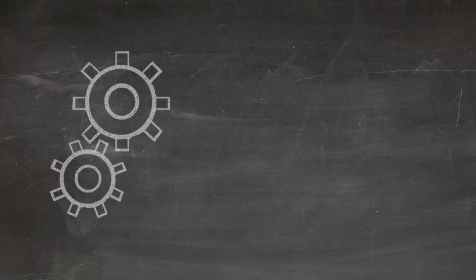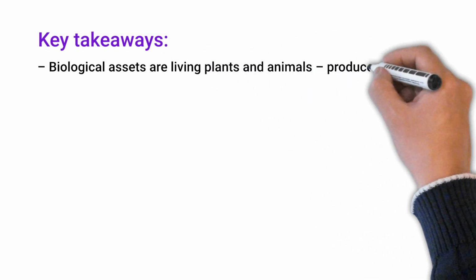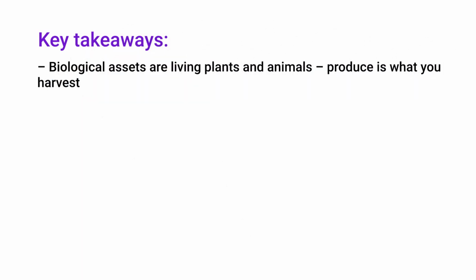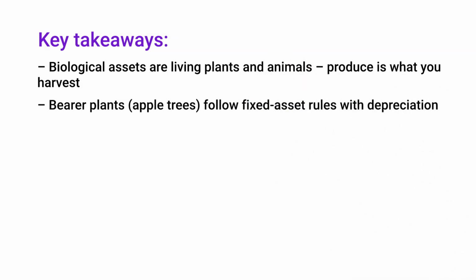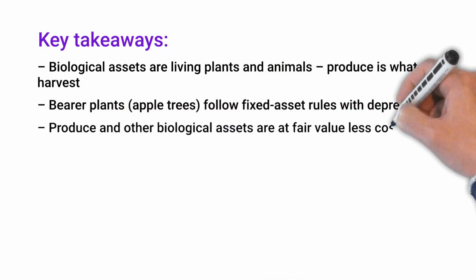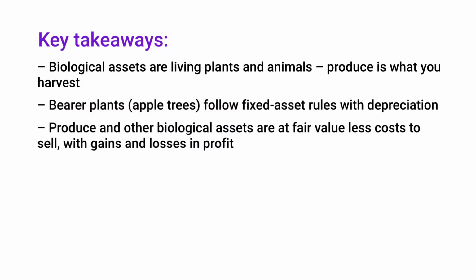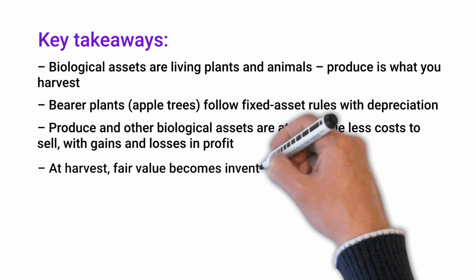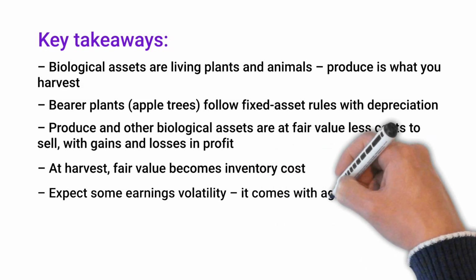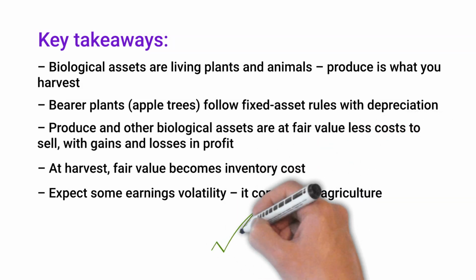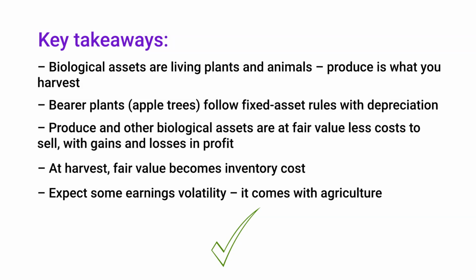Okay, we are through the topic and let's briefly summarize it. Biological assets are living plants and animals. Produce is what you harvest. Bearer plants, apple trees, follow fixed assets rules with depreciation. Produce and other biological assets are at fair value less cost to sell, with gains and losses in profit. At harvest, fair value becomes inventory cost. Expect some earnings volatility. It comes with agriculture. That is biological assets in plain language.